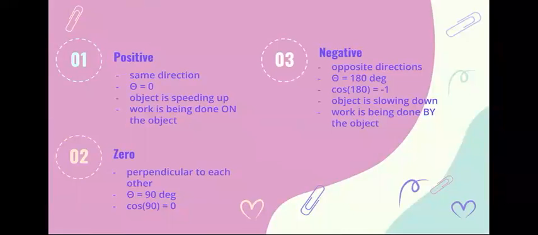To know if it's 0, force and displacement should be perpendicular to each other. So theta will be 90 degrees, and if you calculate cosine 90, you will get 0, which makes the work equal to 0. And lastly, how will we know if it's negative? Well, if force and displacement have opposite directions, then it's negative, and theta will be 180 degrees, because if we calculate cosine 180, we will get negative 1. This also means that the object is slowing down, but work is being done by the object.